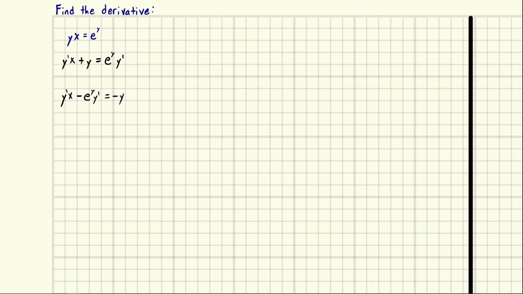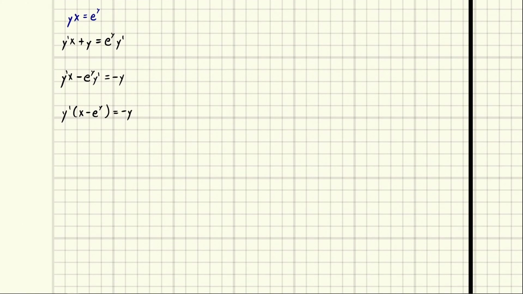Now we can factor out the y primes. So we're going to get y prime times x minus e to the y equals negative y. And now we can simply divide out this factor, and we will have y prime, which will be the derivative. So we're going to get negative y over x minus e to the y. So this would be how you take such a derivative.